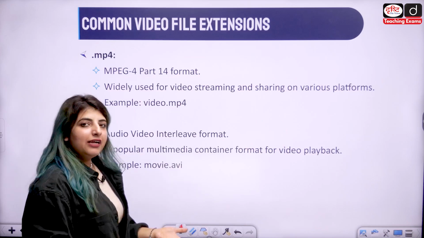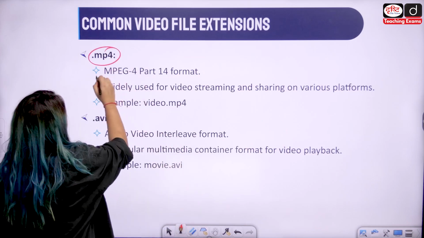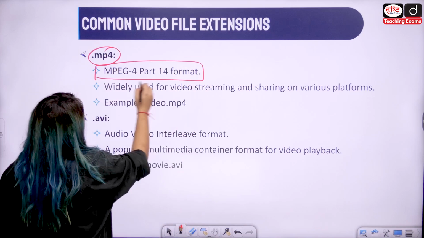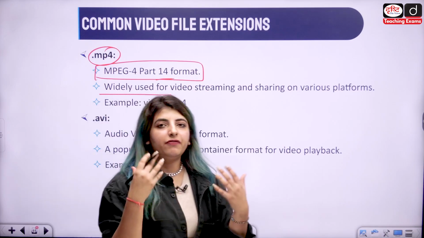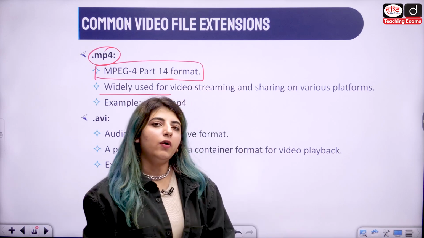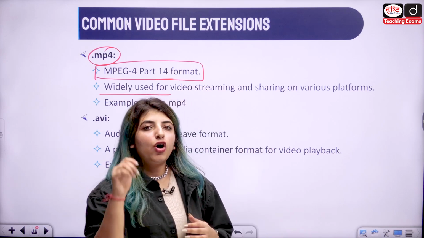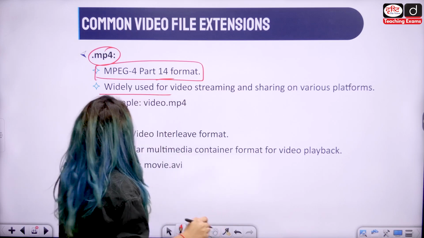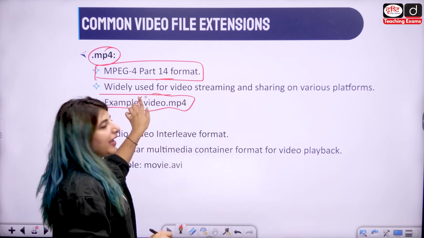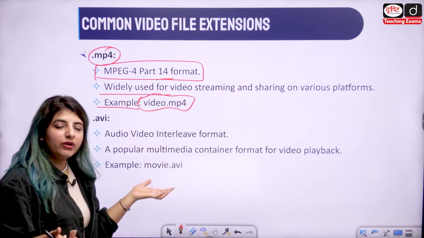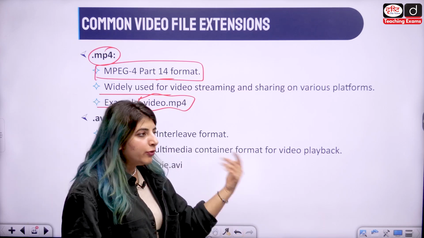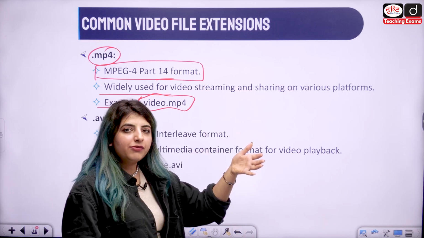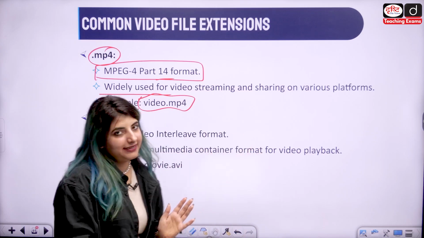Then we have video file formats, MP4, MPEG-4 Part 14 format, widely used for video streaming. Whatever files you download from YouTube and all, these are in the format of MP4. Correct? Example is video.mp4. Right now also you are viewing something, if you try to download the same video and all, correct, from YouTube platform, from other platforms as well, it will have the same extension.